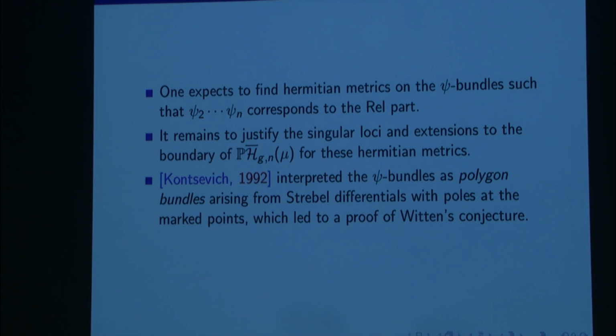But anyway, just to make another connection to Witten's conjecture: Kontsevich gave the first proof of Witten's conjecture, interpreting these psi i classes as some kind of polygon bundles around the n marked points, using also some kind of differential, but not quite a holomorphic differential, some quadratic differential with double poles. If we were Kontsevich, our heuristic argument would be done. We wouldn't have to do any more details.